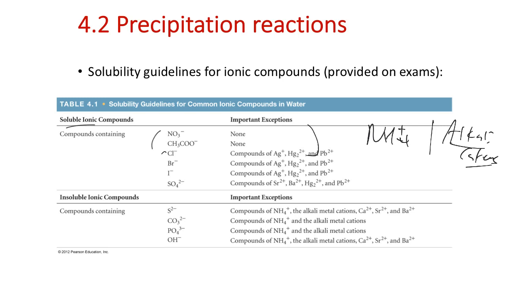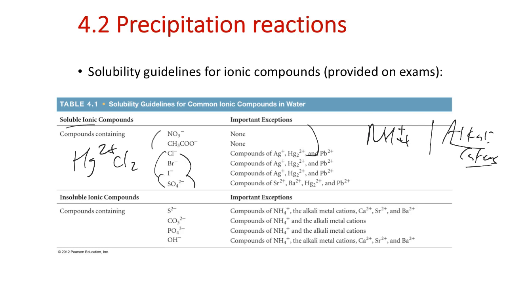Chloride, bromide, iodide is generally soluble. Only weird thing here is mercury. It's the Hg2 2+ ion that is insoluble when paired up with Cl minus, Br minus, I minus. But if you take the ordinary Hg2+, pair that up with chloride, bromide, iodide, those are actually still water soluble. So Hg2+ is not an exception. So generally soluble in the top part of the chart, sulfates generally soluble.